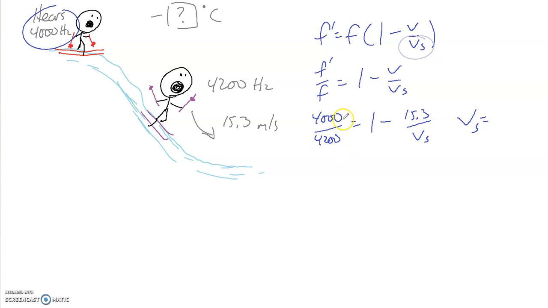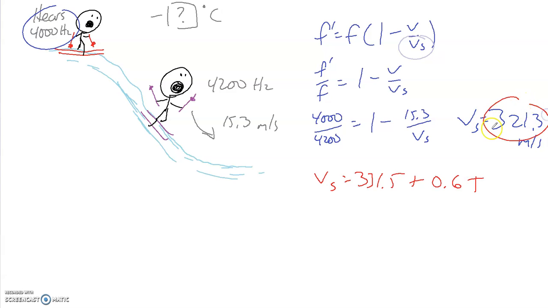So divide this out, subtract 1, and then just do a little bit of cross multiplying, and you can get the speed of sound. And that'll give us around 321.3 meters per second. Okay, now I have my speed of sound. I can use that to find out my air temperature. If I go back to my air temperature formula, speed of sound is 331.5 plus 0.6 T.